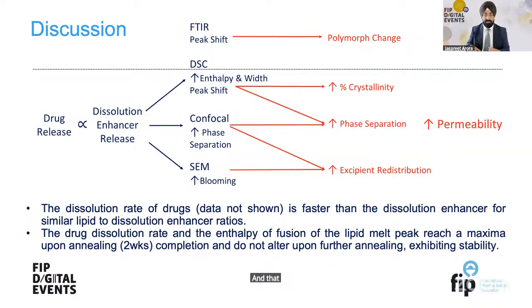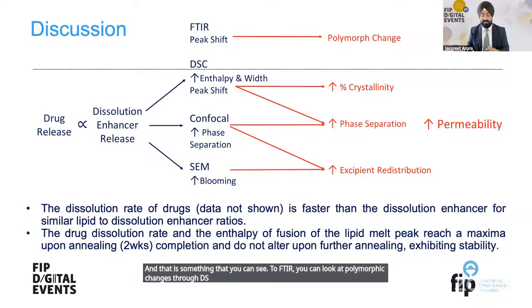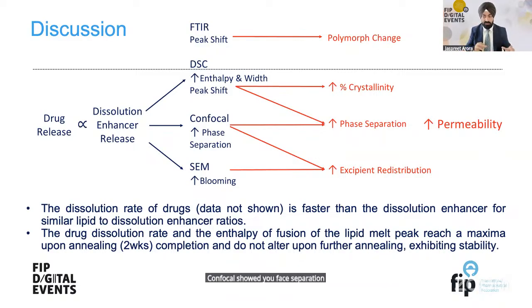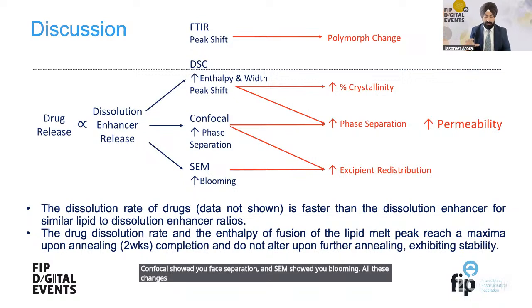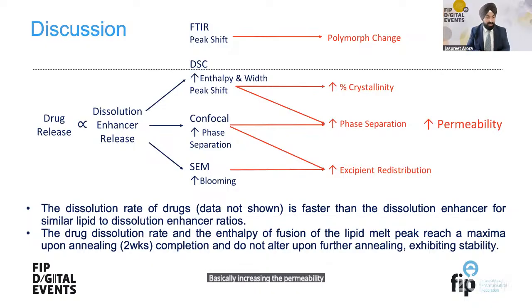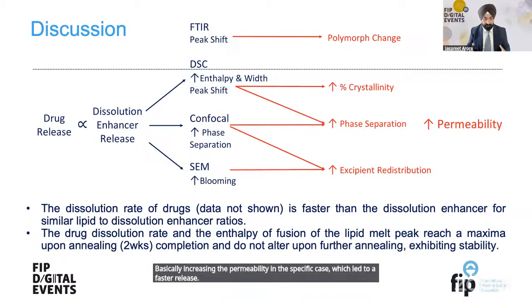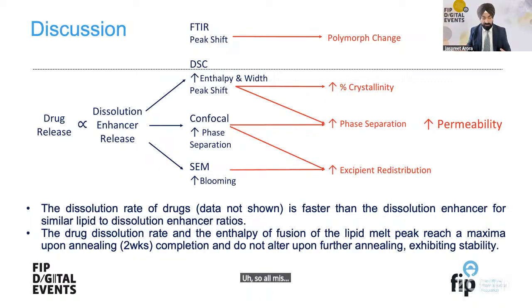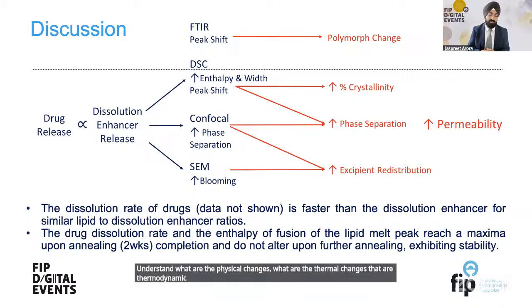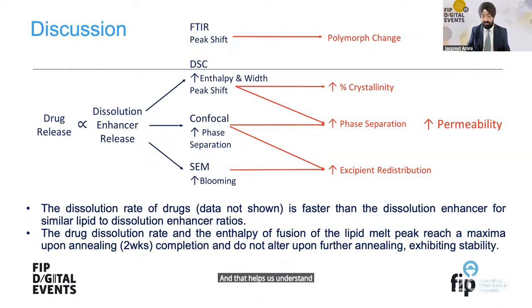And that is something that you can see through FTIR. You can look at polymorphic changes through DSC. You can look at the thermal markers for completion of annealing. Confocal showed you phase separation, and SEM showed you blooming. All these physico-thermal changes that are happening, basically increasing the permeability in the specific case, led to a faster release. So all this analytical characterization made us understand what the physical changes and the thermodynamic changes are that are happening, and that helps us understand what we're dealing with.